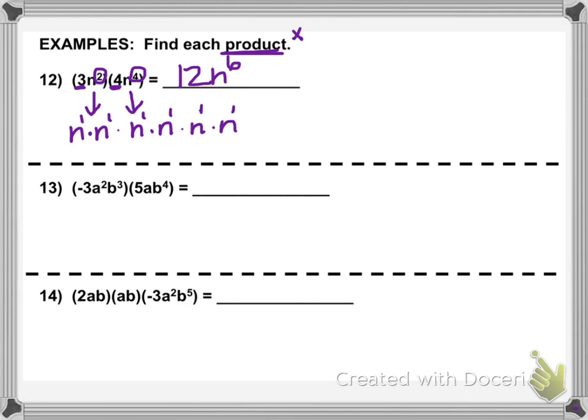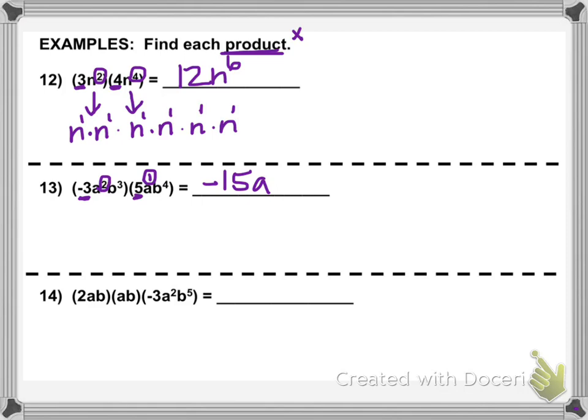Okay, let's try another one. On 13, look at your coefficients. Negative 3 times 5 is negative 15. Now let's look at our variables. This time we have two different types of variables. Let's focus first on the a's. I've got a to the second power, and I don't see an exponent, but I know there's a 1 there. Very important that you write that.